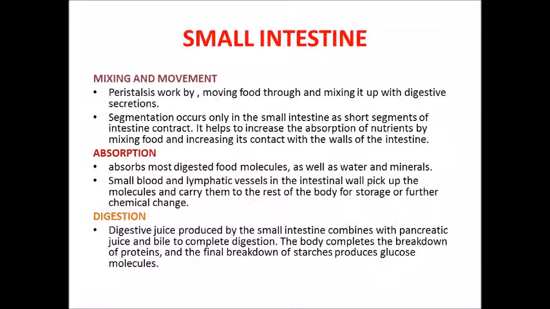Then, small blood and lymphatic vessels in the intestinal wall will pick up the molecules and carry them to the rest of the body for storage or further chemical change. The small intestine also produces digestive juice that combines with pancreatic juice and bile to complete the digestion process. Hence, the body will complete the breakdown of proteins, and the final breakdown of starch produces glucose molecules.